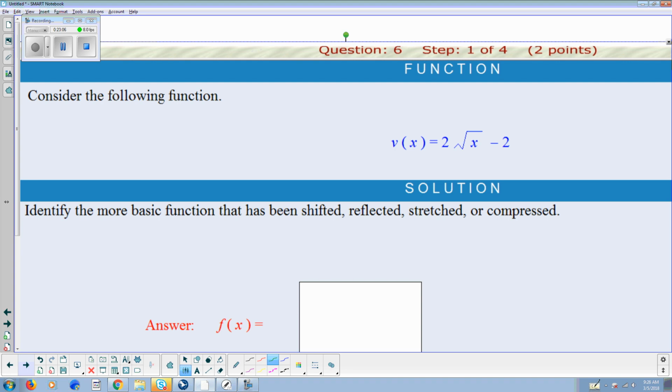Question 6, step 1 of 4. So this is 6a. Consider the function, identify the more basic function. The most basic function, basically get rid of anything that's not x. There it is, the square root of x. There's the basic function.